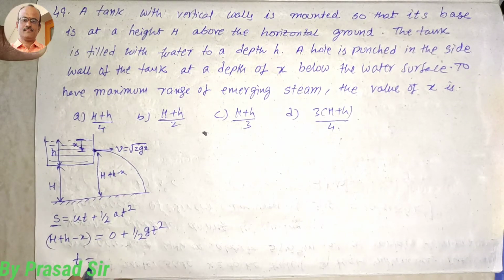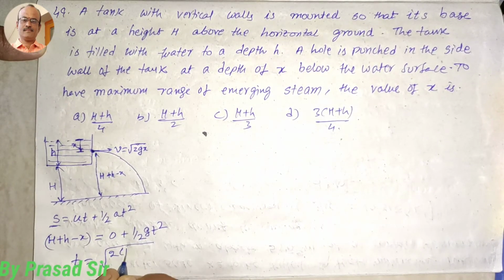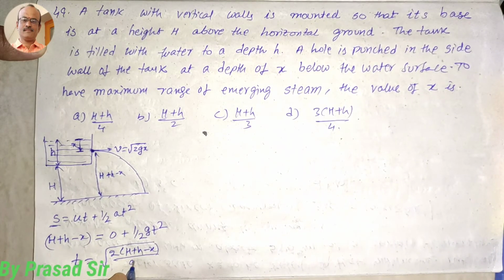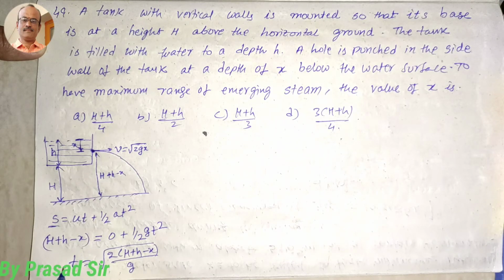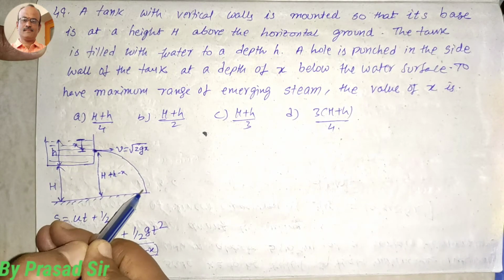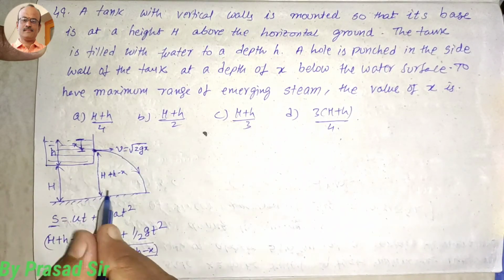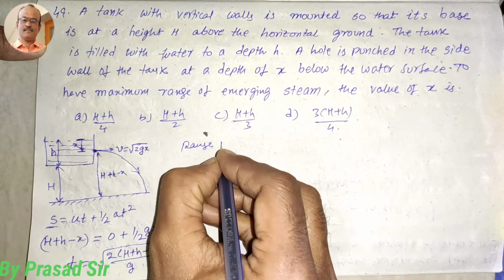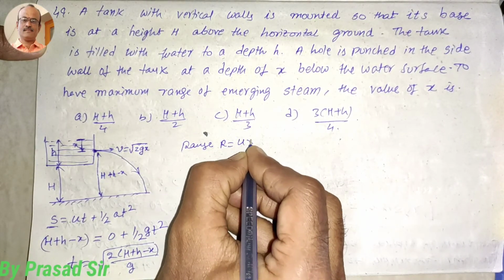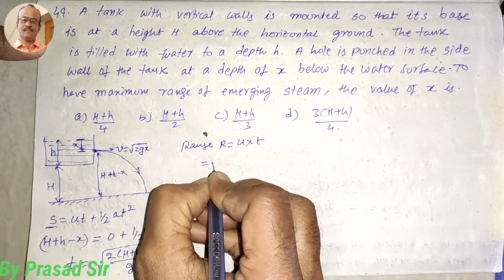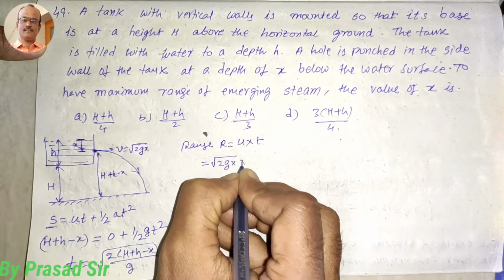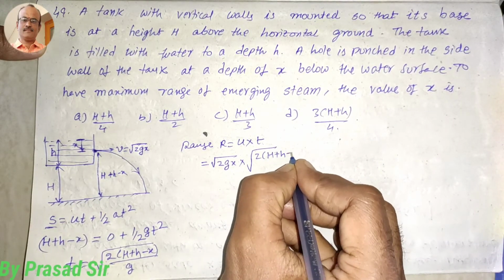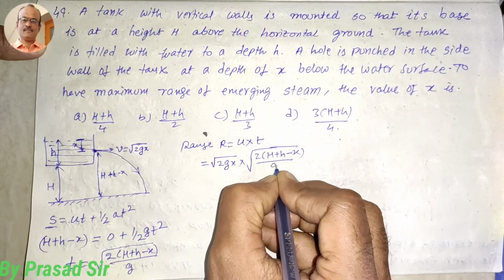So from here t is equal to square root over 2 times (capital H plus small h minus x) divided by g. So this is the time taken by the water to reach the ground. But I want to calculate how much distance it falls, so we will take that as range. R is equal to velocity into time. So what is the velocity here? Square root of 2gx, into time, which is square root of 2 times (capital H plus small h minus x) divided by g.